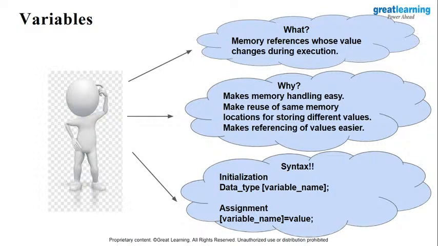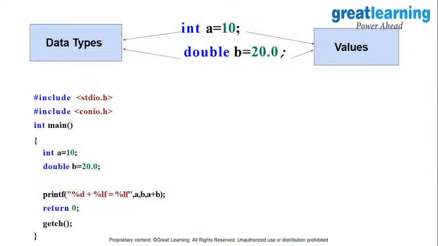It also makes referencing values easier. If you want to refer to this x, you can easily go by the name of this variable. Now what is the syntax? Data type, then the variable name, then the assignment operator, and then the value. So this is how you write it. Here int is a data type, 10 and 20.0 are values, and a is the name of the variable.